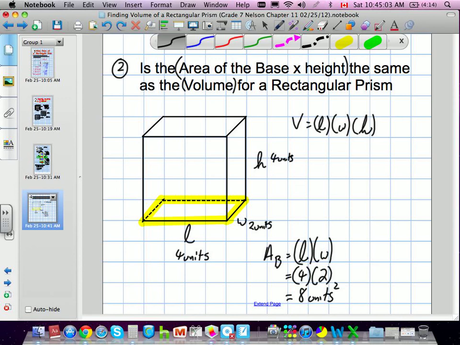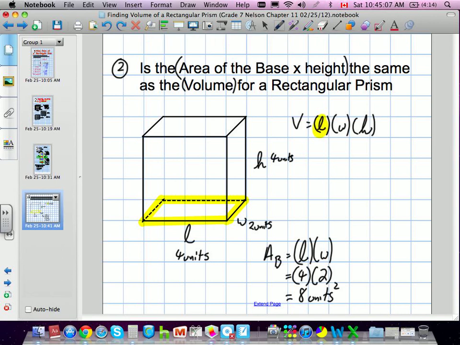Well, first of all, let's think about that. The volume is length times width times height, and the area of the base is length times width. If I just multiply by height, so I add in an h here, is that going to be equal to the volume? Yeah, it is. It's going to be the exact same thing. But let's talk about why that is.